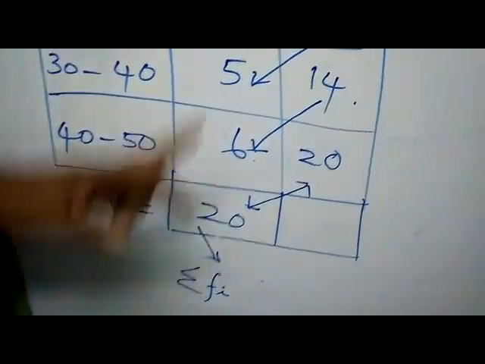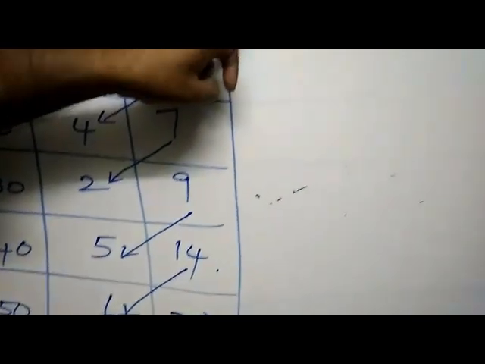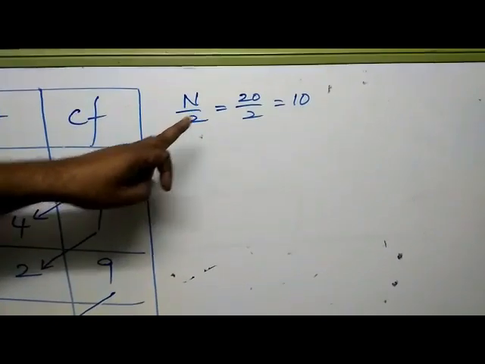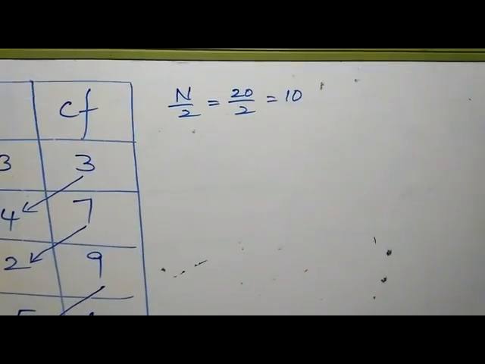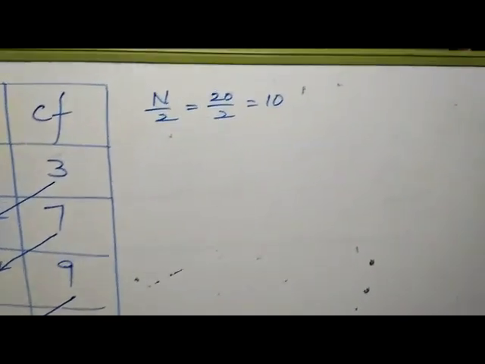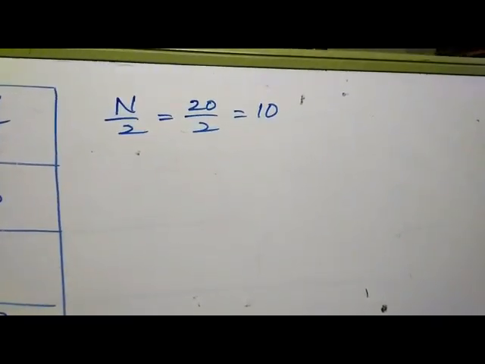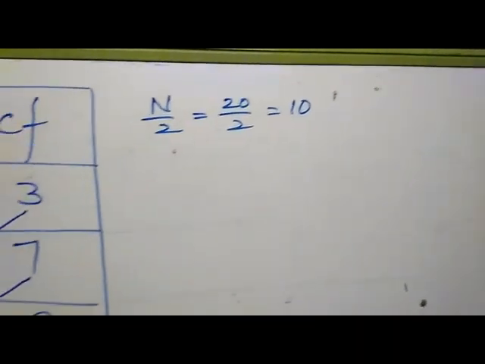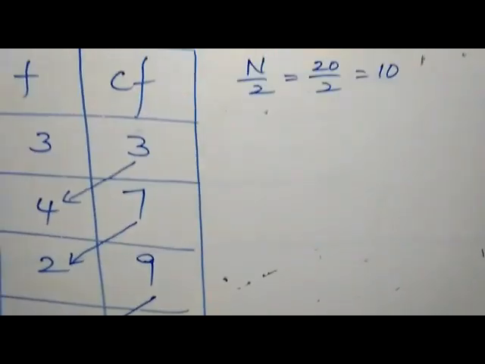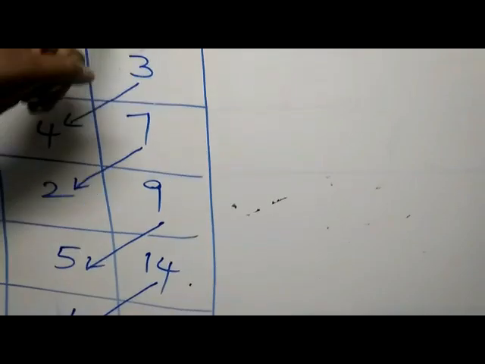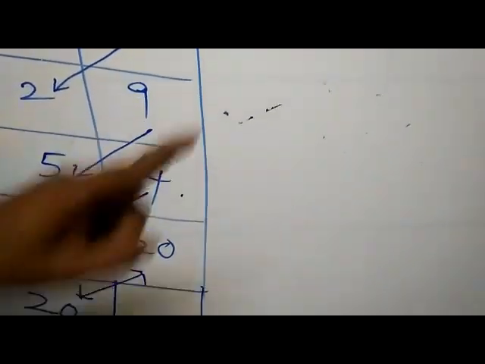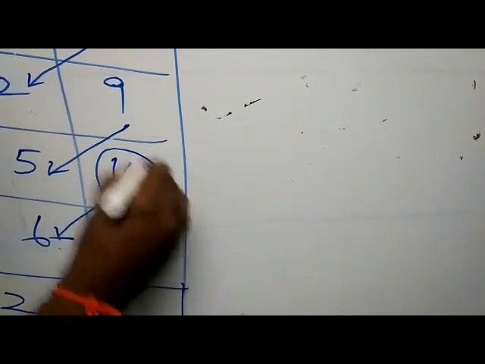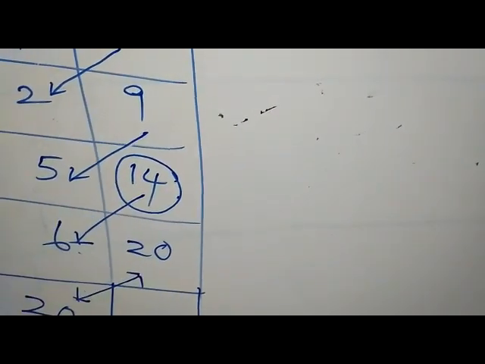Both are no problem. Now, the first step to find the median: n by 2 is equal to 20 by 2, that is 10. Second step, find the cumulative frequency which is just greater than 10. In this cumulative frequency, just greater than 10 is nothing but 14.